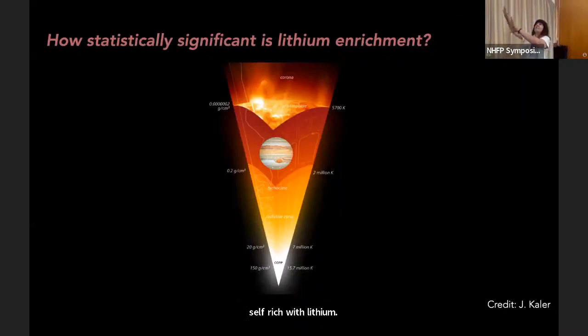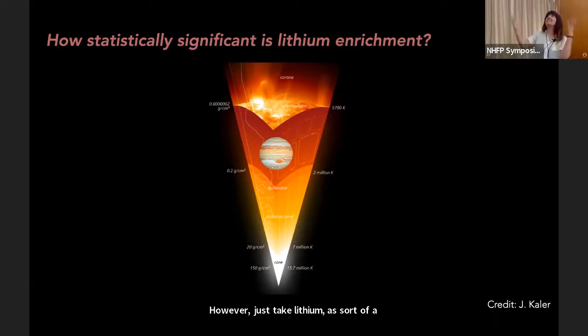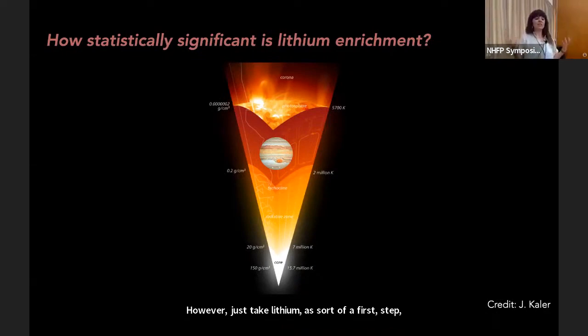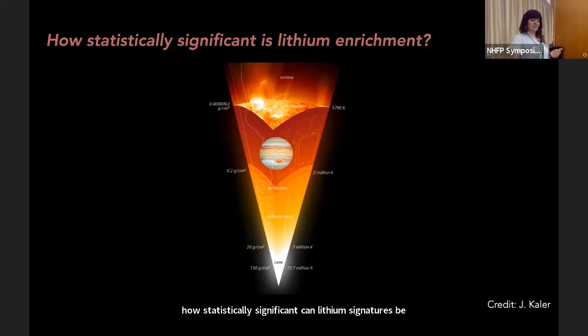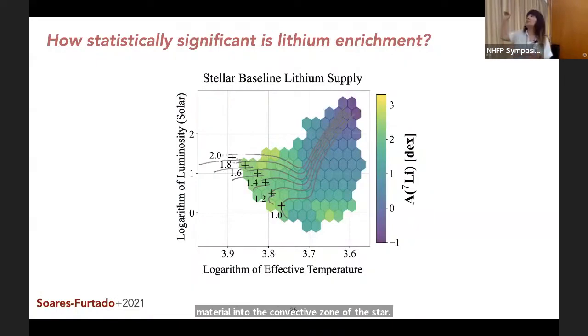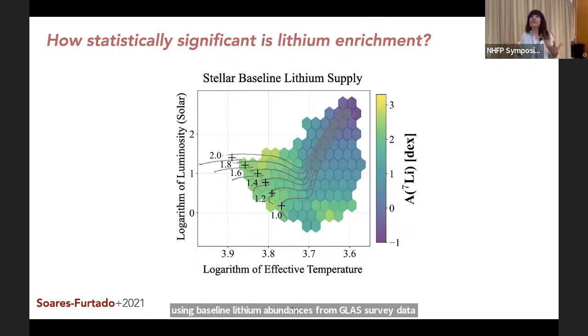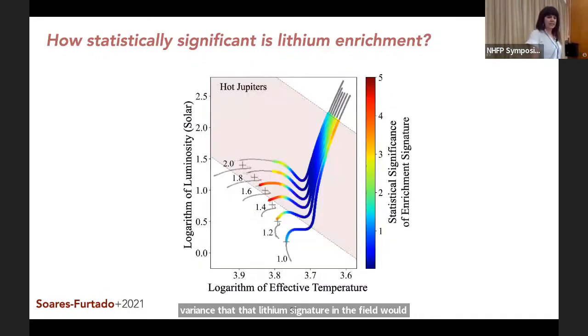However, just taking lithium as sort of a first step, how statistically significant can lithium signatures be if you were to engulf an entire Jupiter mass worth of material into the convective zone of a star? It's a question that I asked and that I wanted to explore using baseline lithium abundances from GALAH survey data as a way to get a sense of what the typical amount of lithium a star should have and the typical amount of variance that lithium signature in the field would show for stars of various masses and evolutionary states.